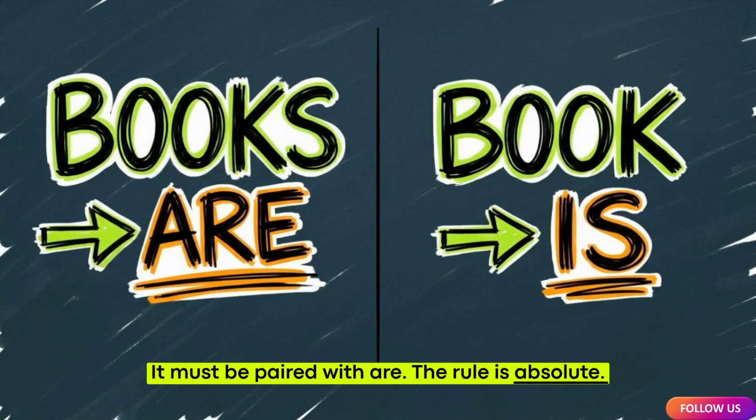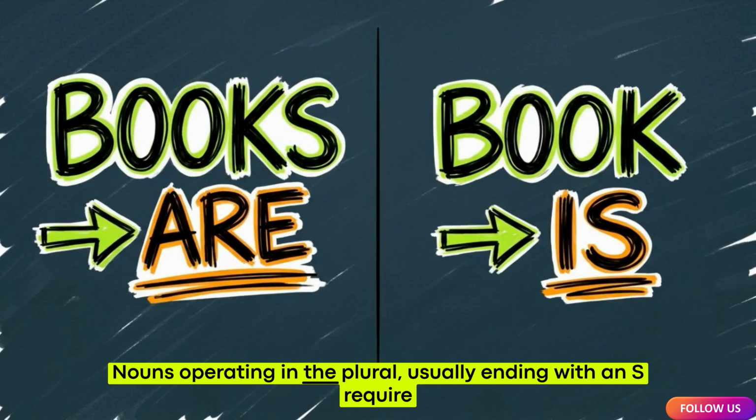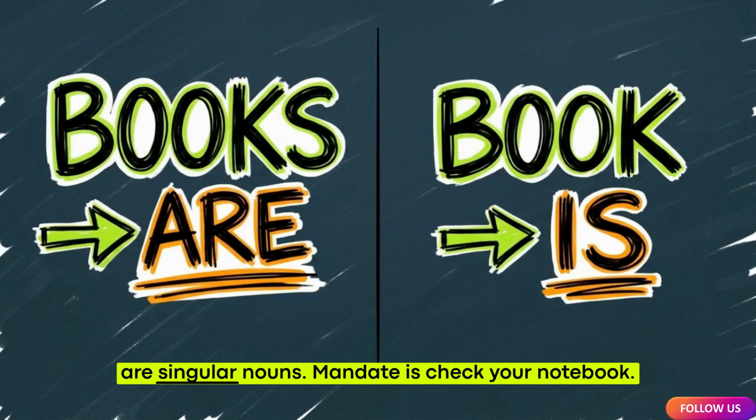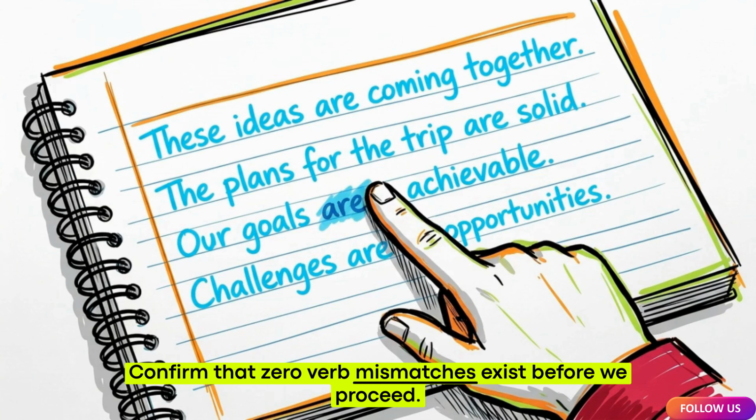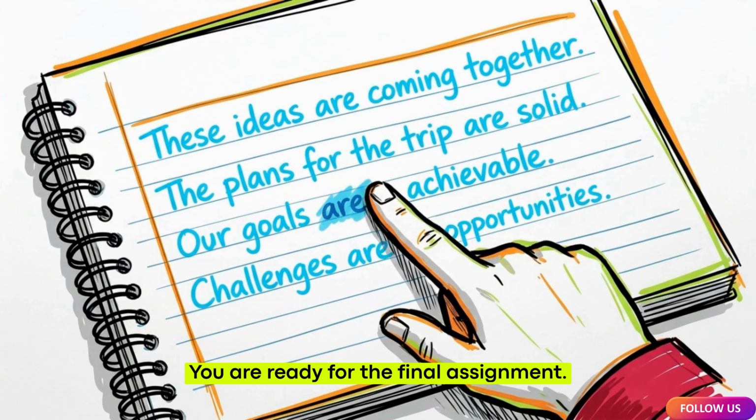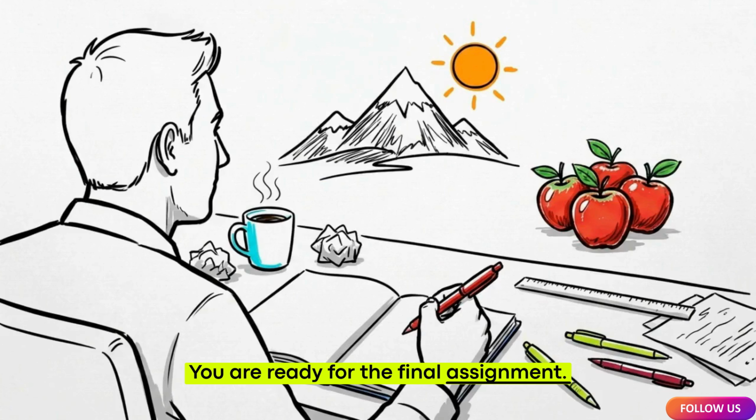The rule is absolute. Nouns operating in the plural, usually ending with an s, require are. Singular nouns mandate is. Check your notebook. Audit the 4 sentences you've written so far. Confirm that 0 verb mismatches exist before we proceed. You are ready for the final assignment.